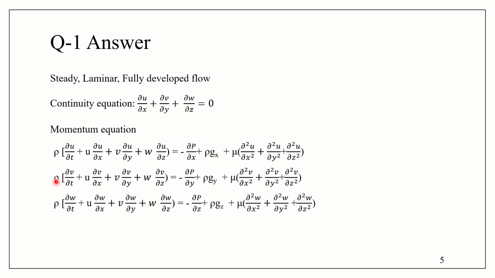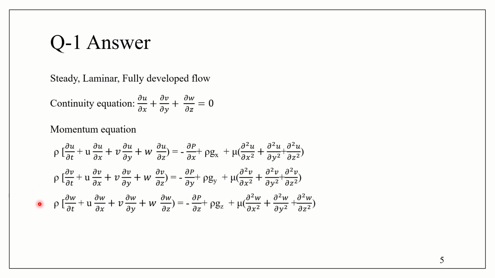And for y we have rho ∂v/∂t plus u ∂v/∂x plus v ∂v/∂y plus w ∂v/∂z is equal to minus ∂p/∂y plus rho gy plus mu (∂²v/∂x² plus ∂²v/∂y² plus ∂²v/∂z²).